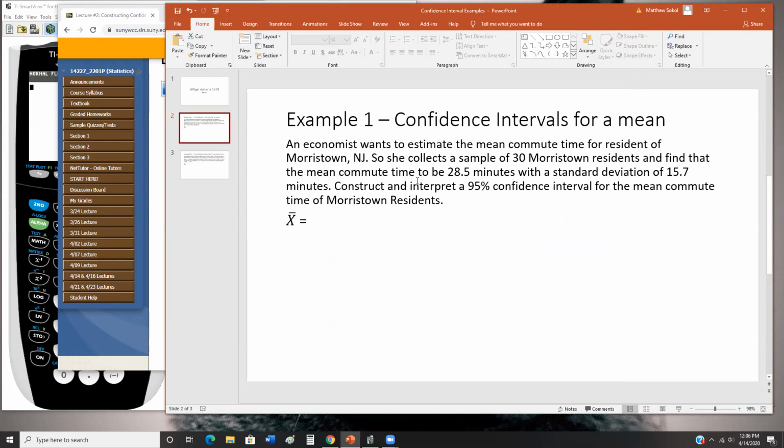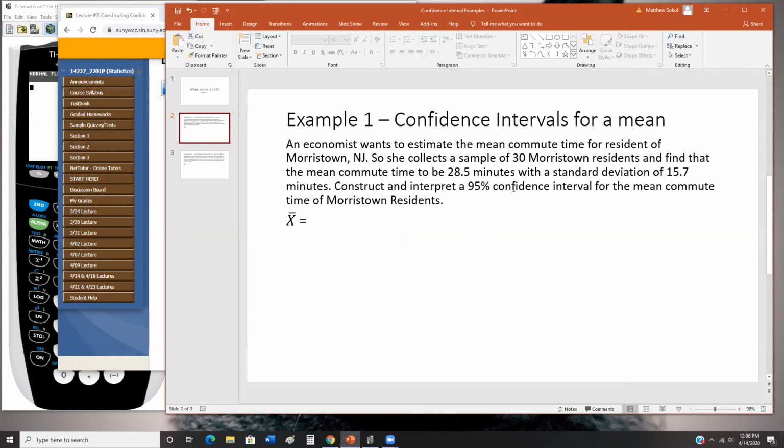An economist wants to estimate the mean commute times of residents in Morristown, New Jersey. Okay, so I just made this problem up, okay? And I don't know if you guys remember, but I live in Morristown, New Jersey. So this economist wants to estimate the average commute time for all the residents, okay?